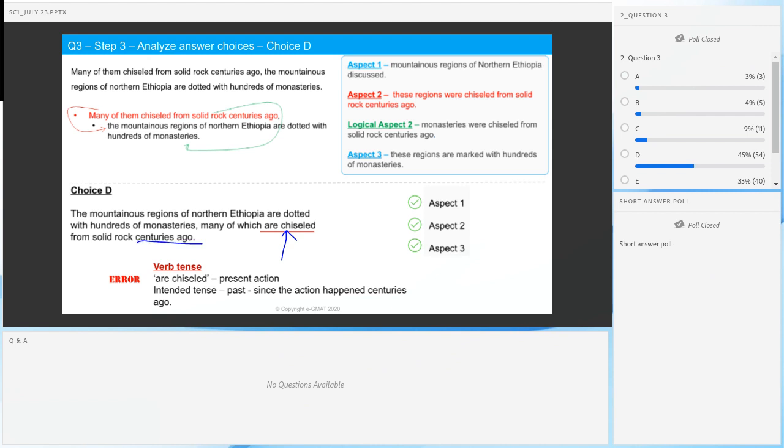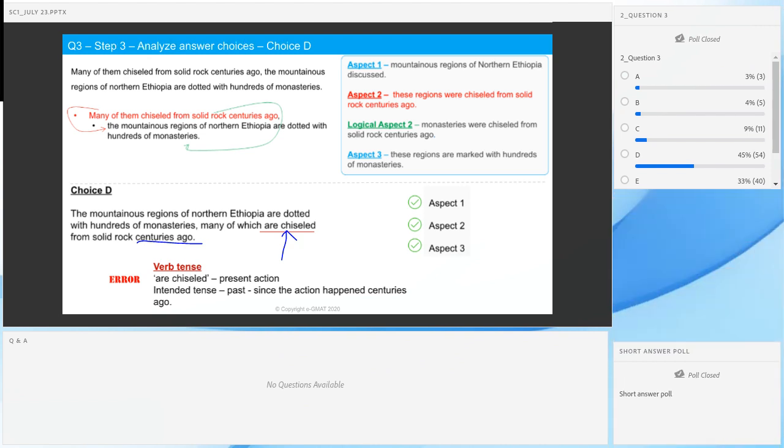Will you ever use a simple present tense verb for an action that took place hundreds of years ago? Please take to the yes or no poll and let me know your answer. Will you use a simple present tense verb for an action that took place centuries ago? Definitely not. It just does not gel together, right? So choice D is wrong.